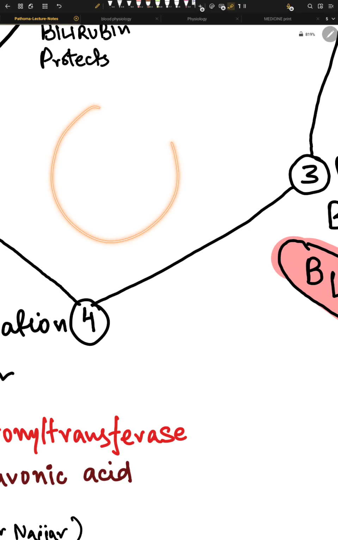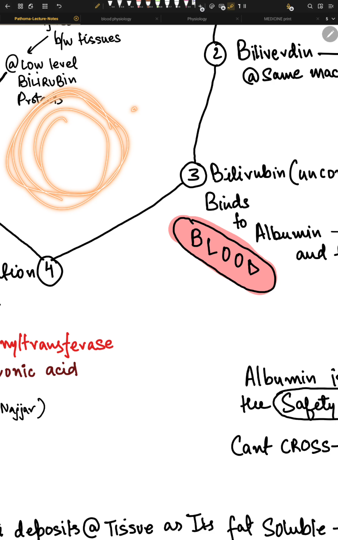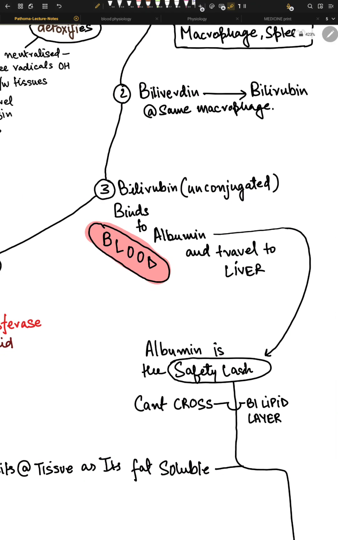Because our cells are made up of a bilipid layer. It means there are two fat layers on the periphery of the cell. So our cells are protected by these fat layers. So if something is made up of fat, of course it can cross. So that's the concept right here. So bilirubin, it can cross.